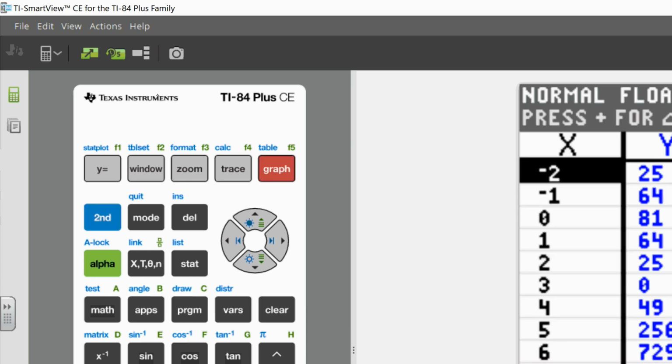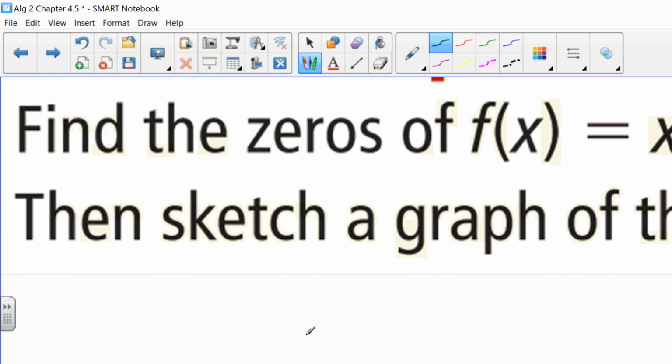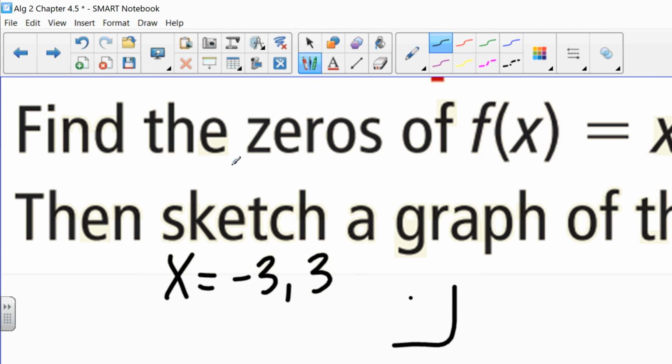If we scroll up a little bit, I do have zeros at -3 and 3, yes? Okay. So I'm going to come back over here. x equals -3 and 3. Now we only really found 2. Most likely there may be repeated. We'll see.